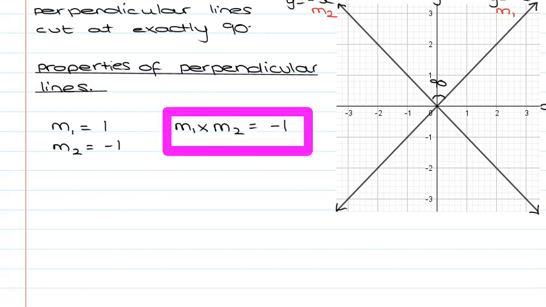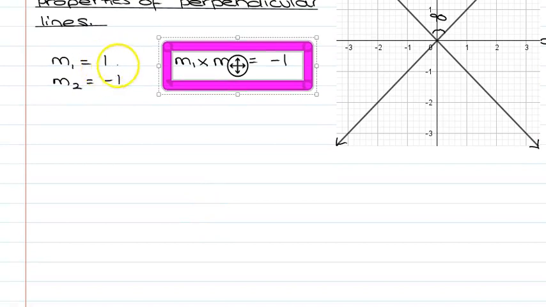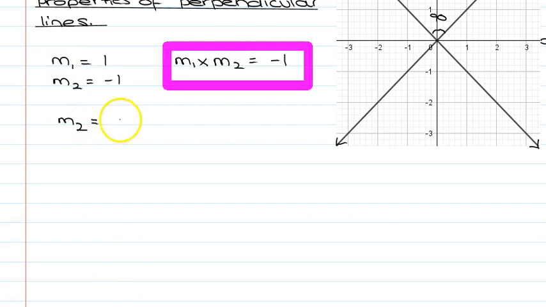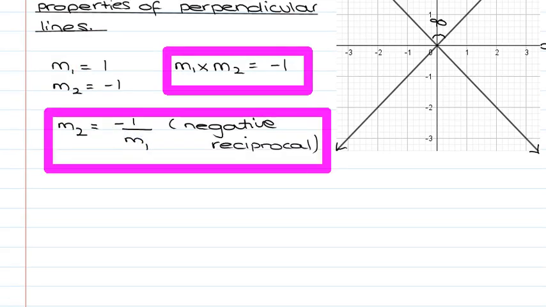Also we can say that if m1 is this particular number, then m2, being the perpendicular line, is the negative reciprocal of m1. So in this case we can also say that m2 is minus 1 over m1. And I've put that in a purple box. Okay, let's do an example.